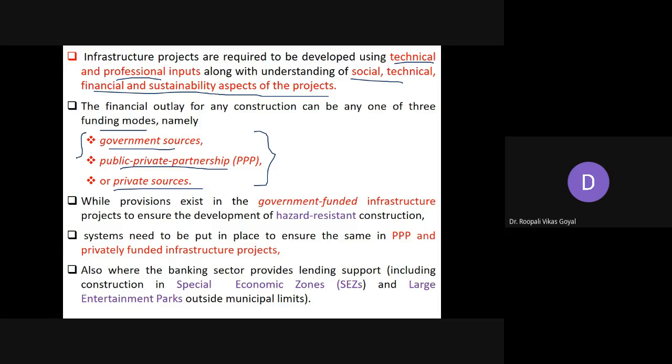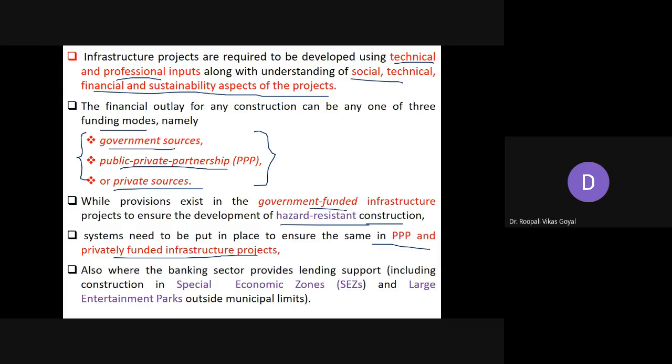So while this provision exists in the government funded infrastructure project, to ensure the development of hazard resistant construction, जो भी government funded infrastructure project होता है, so they ensure that the development should be hazard resistant construction. And also this system needs to be put in place to ensure the same in the PPP as well as privately funded infrastructure projects also. So all the rules and regulations related to hazard resistant construction which are applied to government funded infrastructure have to be applied similarly to PPP and privately funded infrastructure projects also.